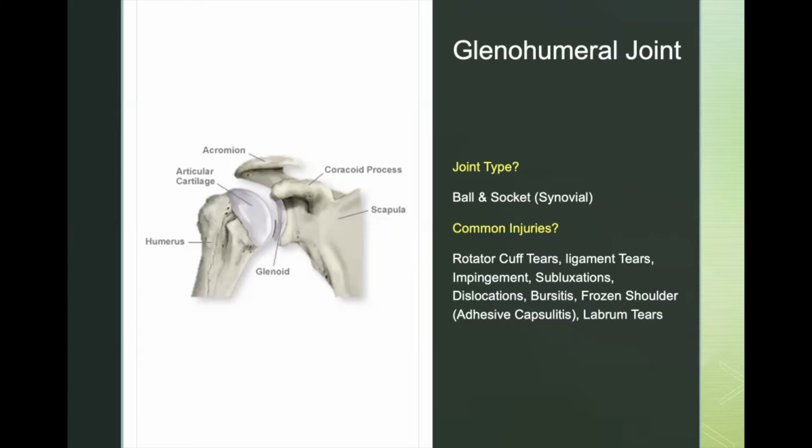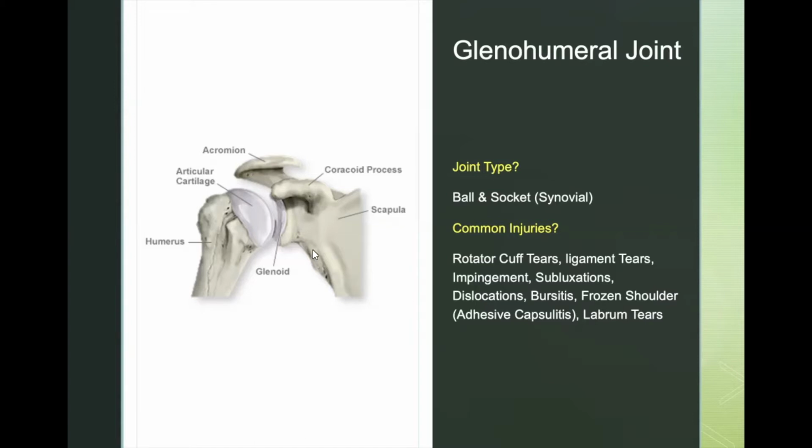Ligament tears, as we were just looking at in the last slide. There are many ligaments and they're quite lax until those full ranges of motion, and they can get torn, especially in those overhead throwing sports with high velocity. Impingement syndromes, because there's not much space there. Subluxations and dislocations, the head of the humerus not sitting quite correctly in the socket or dislocating completely. Bursitis, the inflammation of the bursa in there. Frozen shoulder, also known as adhesive capsulitis.